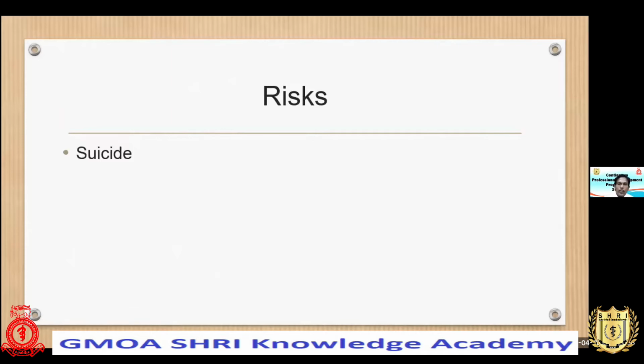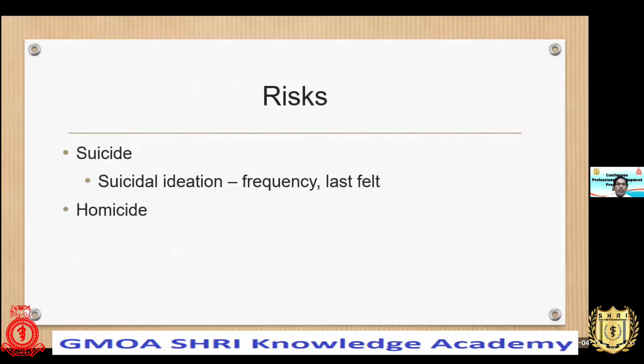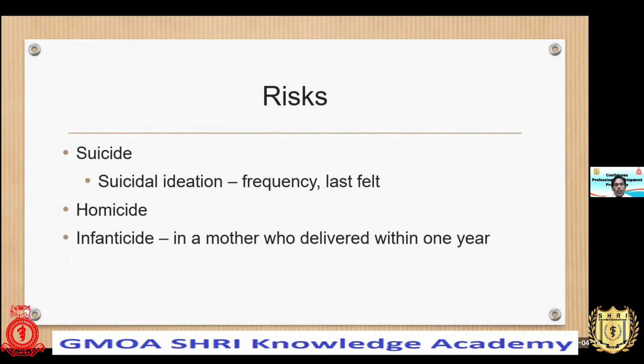What are the risks of a depressed patient? Obviously, the suicide risk is high, and you have to check when they last felt suicidal ideas and the frequency. Homicidal risk is not common, but in depression it is also there. Infanticide, in the first year after childbirth, which we take as the postpartum period. Infanticide happens in our country. And then self-neglect because of depression, and they can be abused by others. So those are the risks involved in depression.